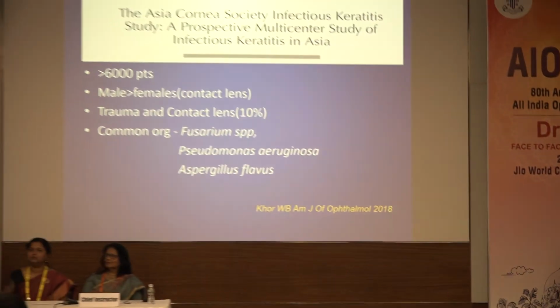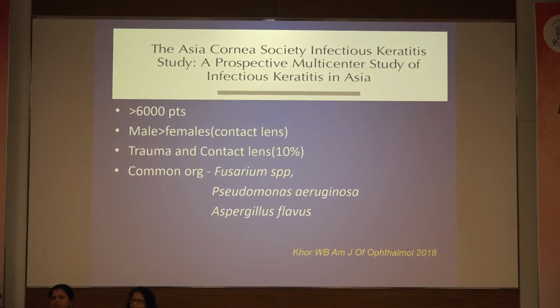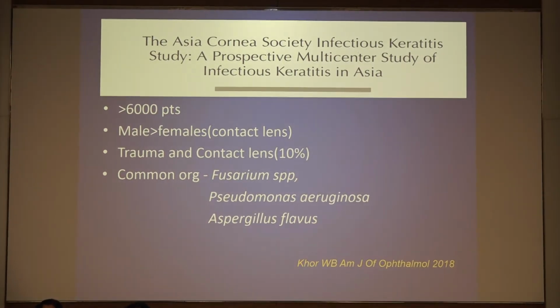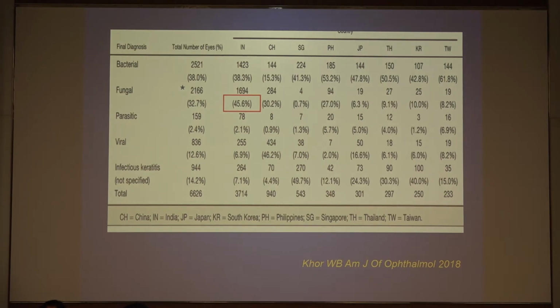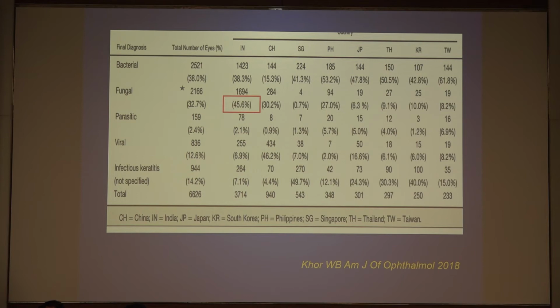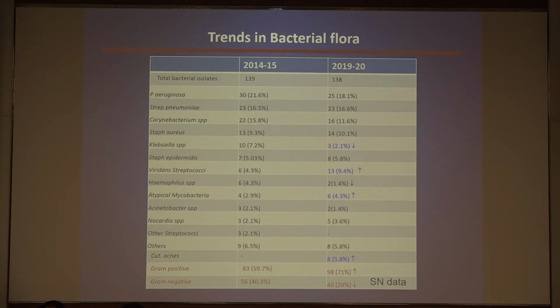So here we find that there is a predominance of fungal keratitis, that is the filamentous fungi, and next is Pseudomonas, which is a gram-negative bacteria. In India, the maximum number of cases are fungal keratitis, and these were also close to 50% of the Essex study. When we looked at the SN data for the types of bacterial flora in 2014 to 15 versus 2019 to 20, we found that there was an increase in the incidence of gram-positive bacterial keratitis isolates versus the gram-negative, which were getting lower in incidence.